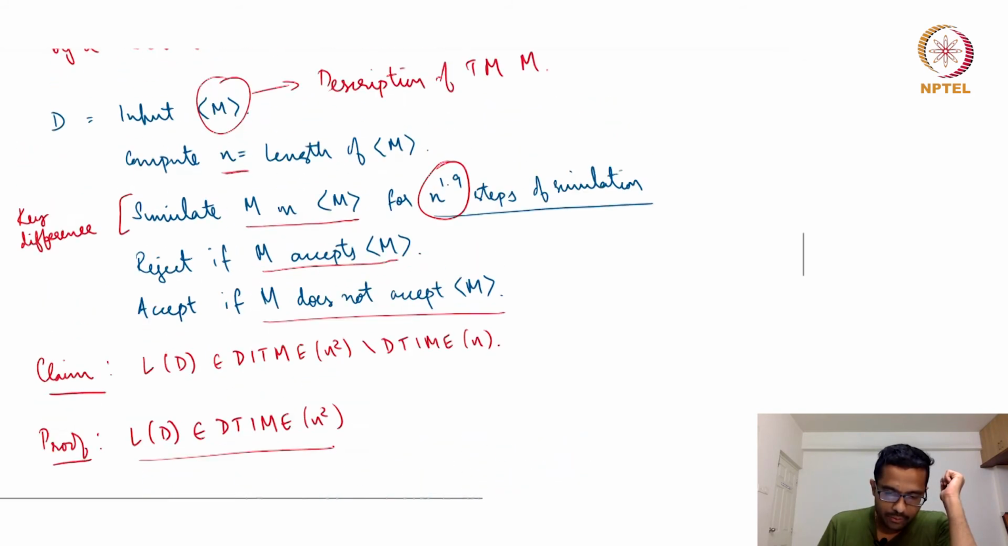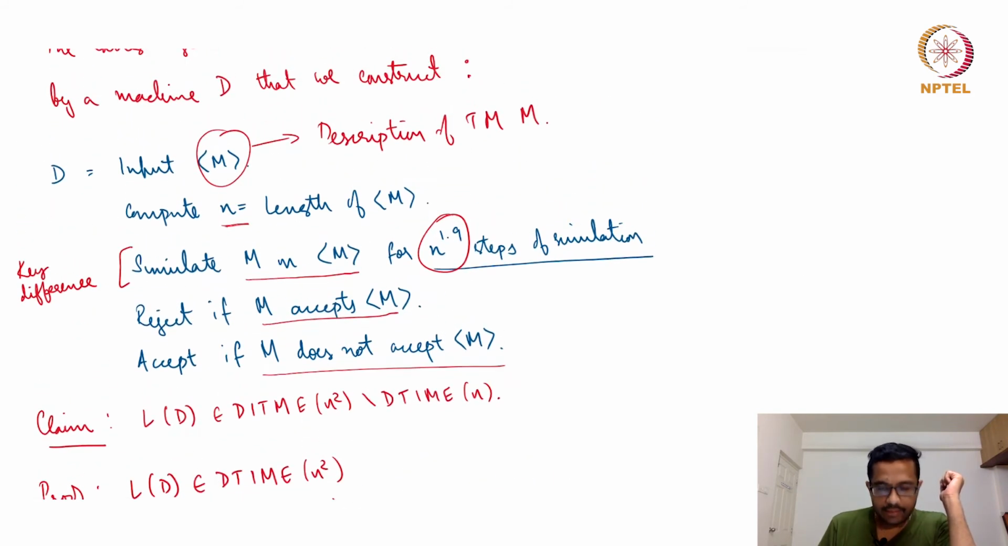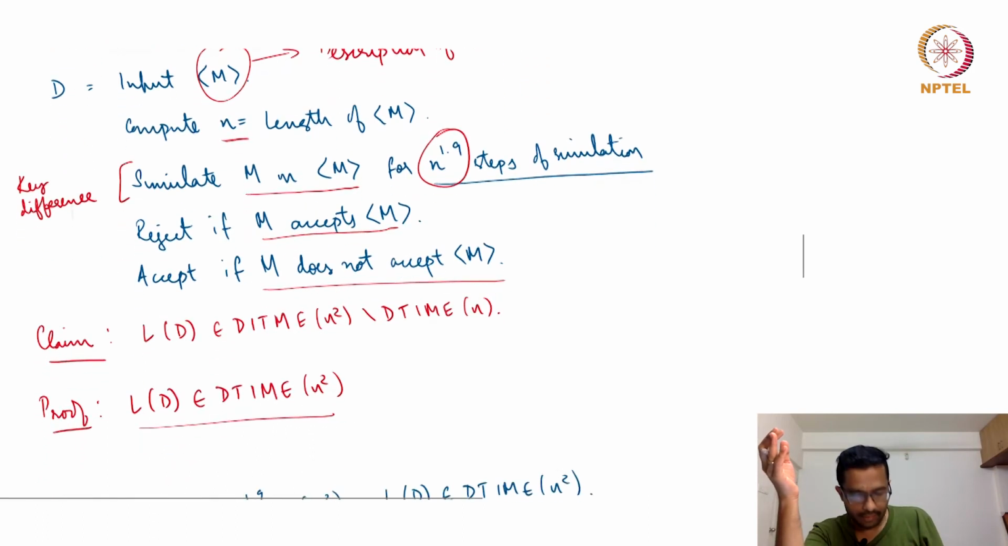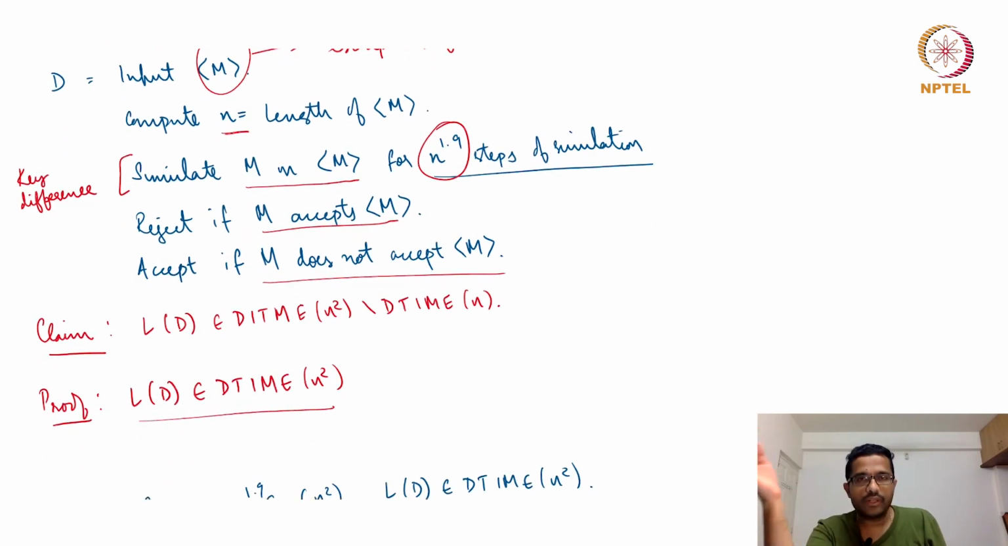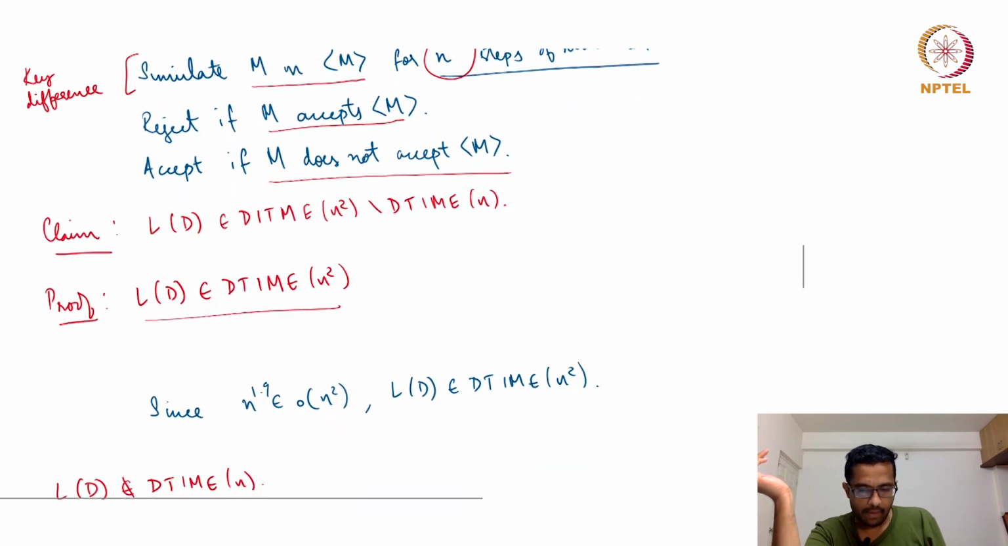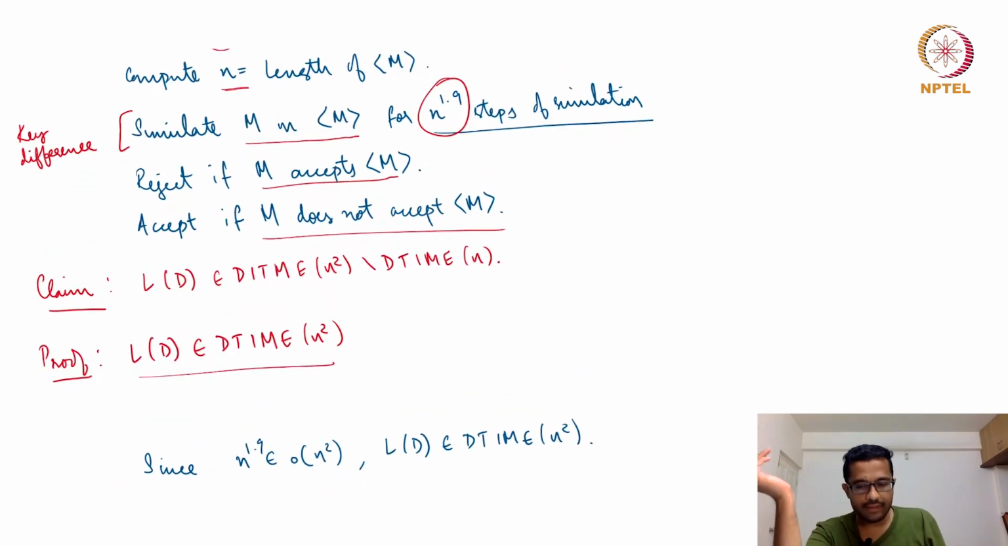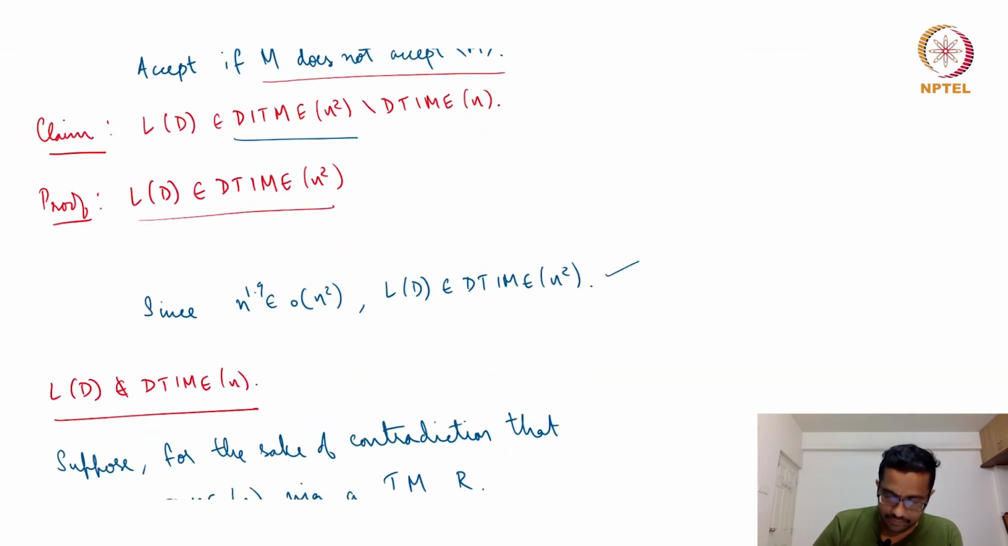Now we claim that the language recognized by this Turing machine D is in DTIME(n squared) but not in DTIME(n). The first part is easy. Why is it in DTIME(n squared)? This is easy because we run the simulation only up to n to the power 1.9 steps, so it is less than order n squared. As simple as that. This is easy. The second part is the harder part.